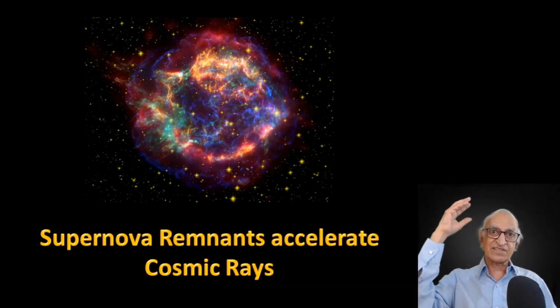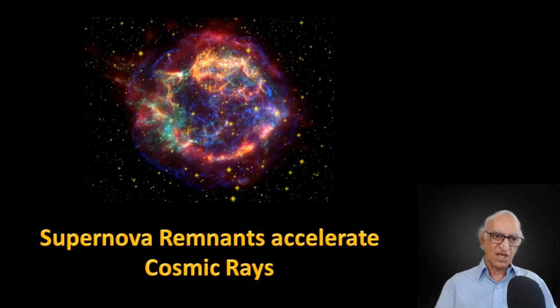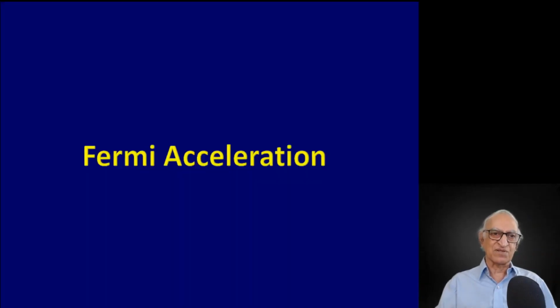Cosmic rays are also accelerated by accretion disk around black holes in active galactic nuclei, quasars, and so on. But supernova remnants such as this are also powerful accelerators of cosmic rays. How are particles accelerated to ultra-relativistic speeds in cosmic rays? In supernova remnants, they are accelerated by a process that was first discussed by Enrico Fermi in 1949. In 1949, one didn't know about supernova remnants or anything like that.